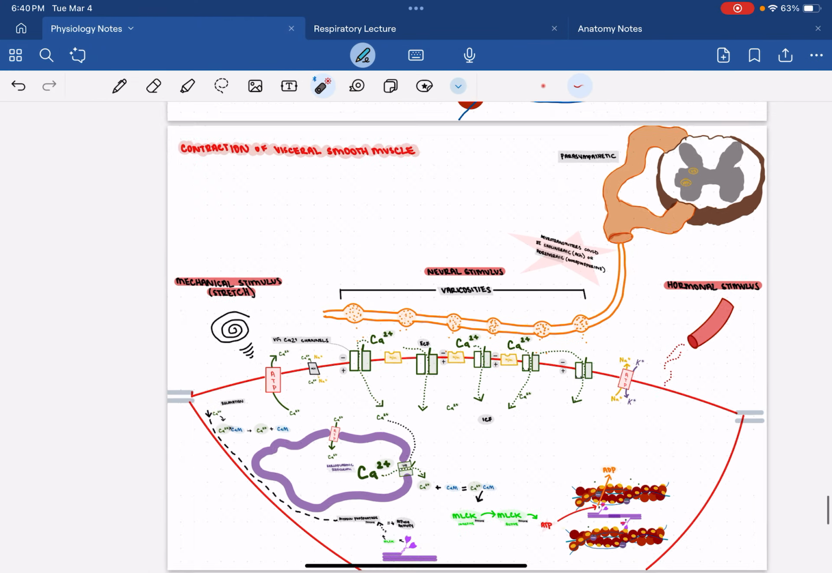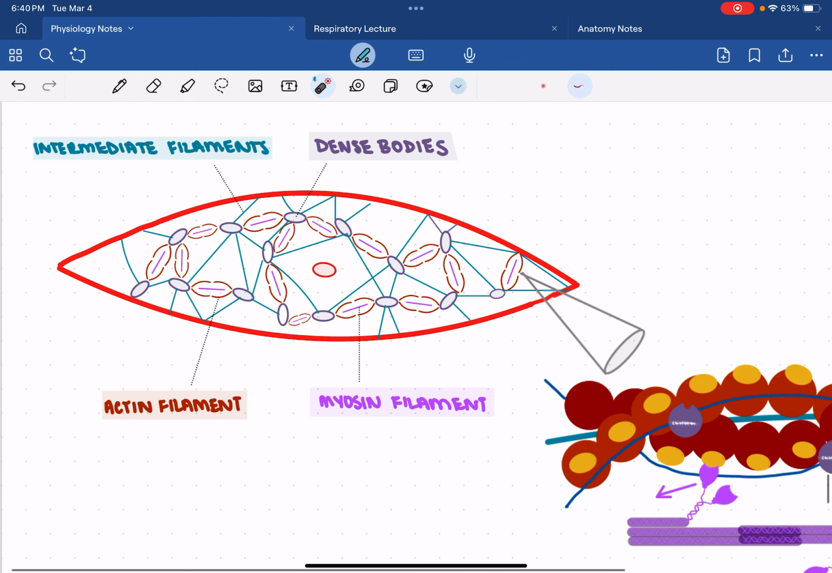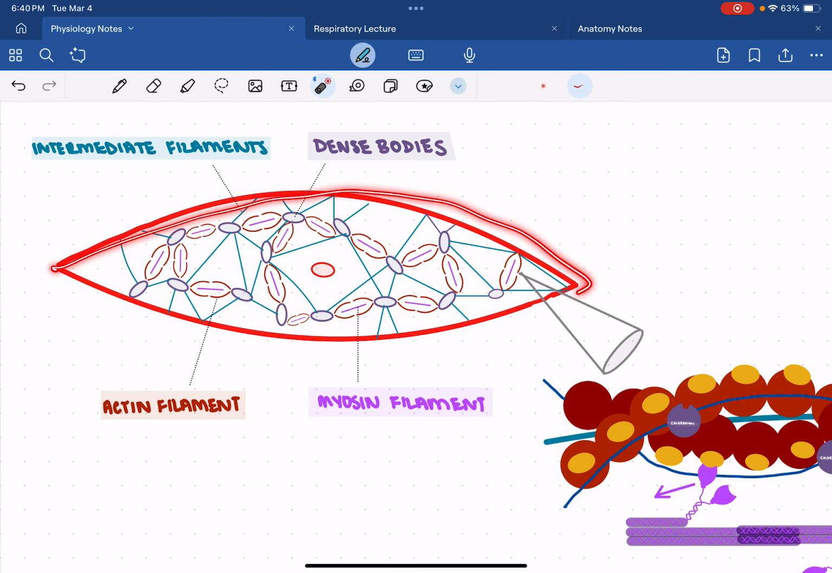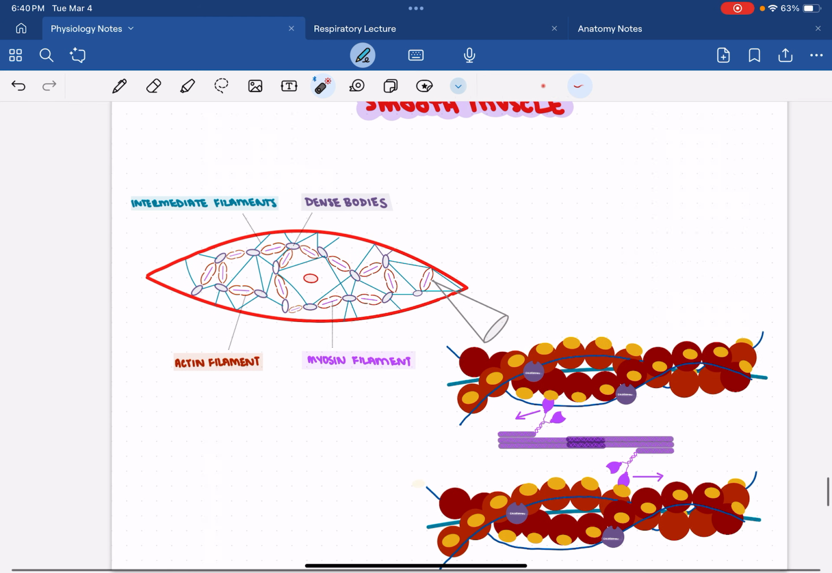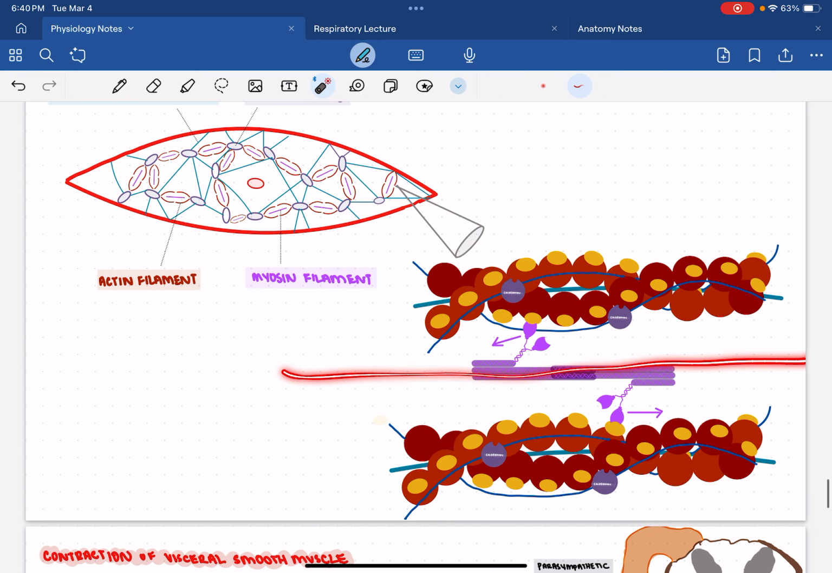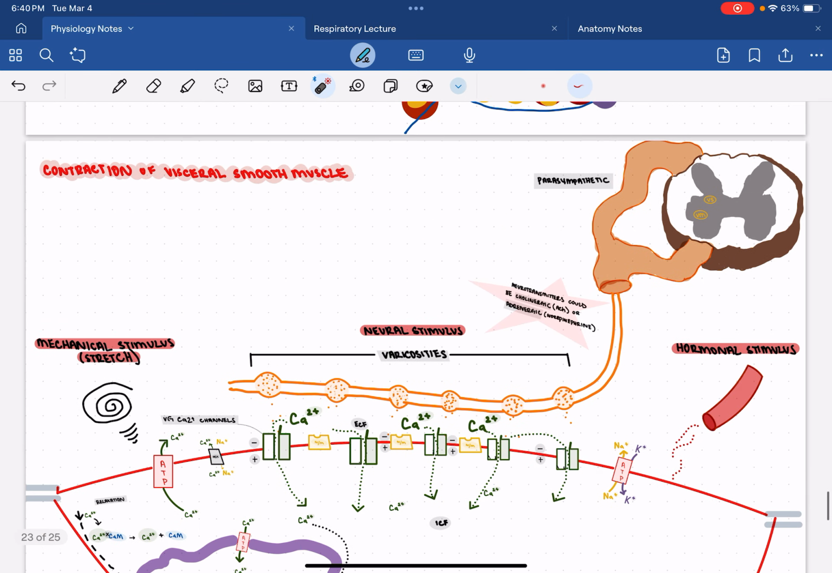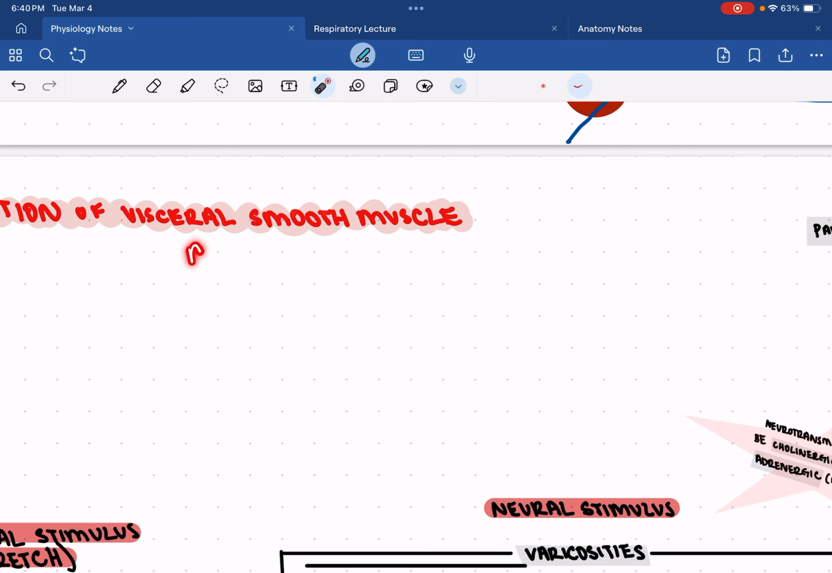Okay, so we're gonna go through contraction of smooth muscle. Here's my little drawing, just kind of showing how it's different than skeletal muscle, where it's not aligned in series like what we usually see. They're put in different geometrical shapes to allow for a different type of contraction, and we have myosin filament with actin just surrounding that myosin filament. Okay, so this is a contraction of a smooth muscle cell, visceral smooth muscle cell, aka single unit.